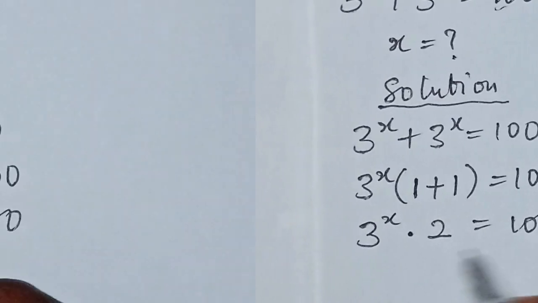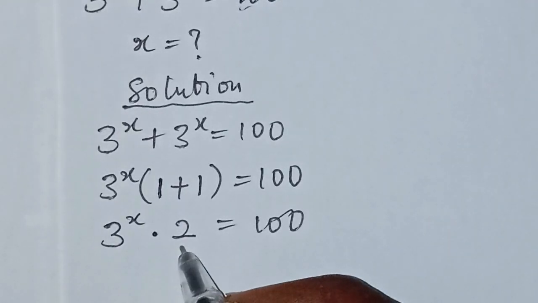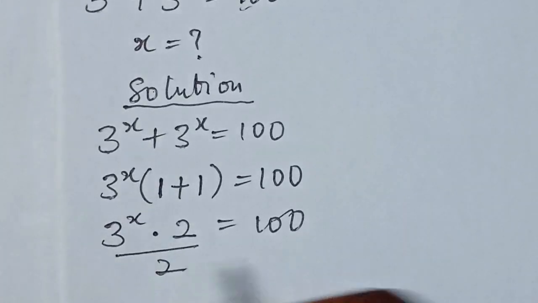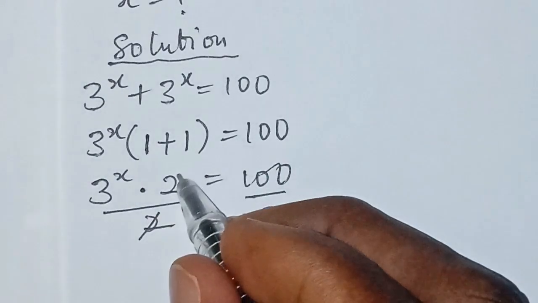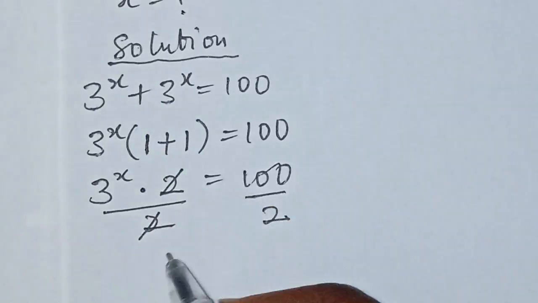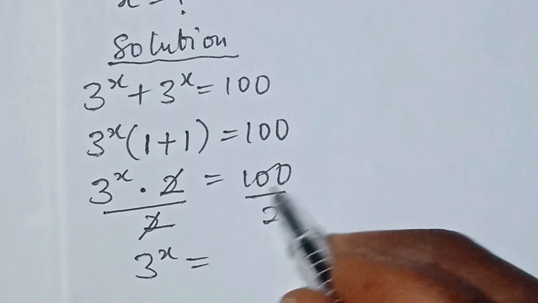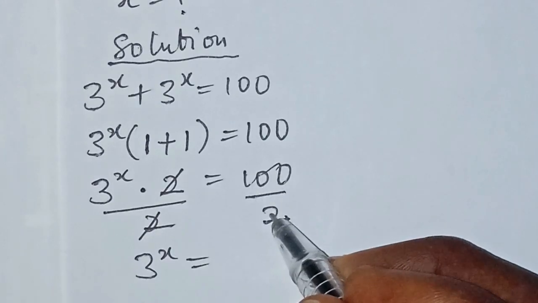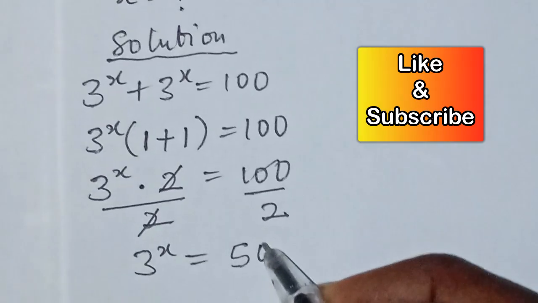To do that, we need to divide both sides by 2 to get rid of this 2. So we divide by 2, we divide by 2. This cancels out this 2, then we are left with 3 raised to power x equal to this divided by this at the right hand side, 100 divided by 2, then we have 50.